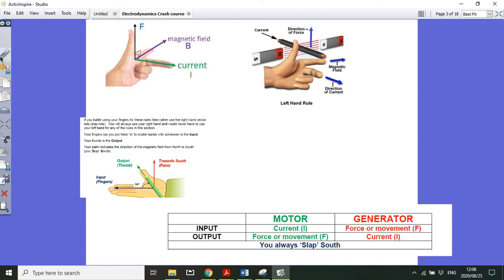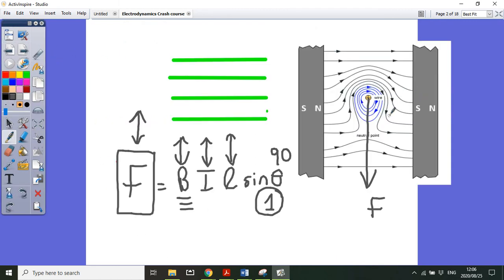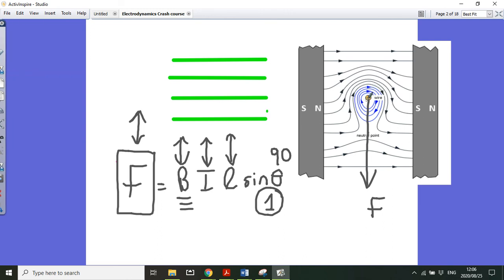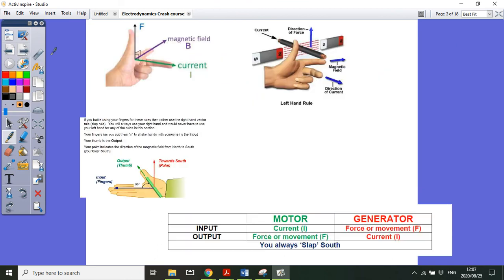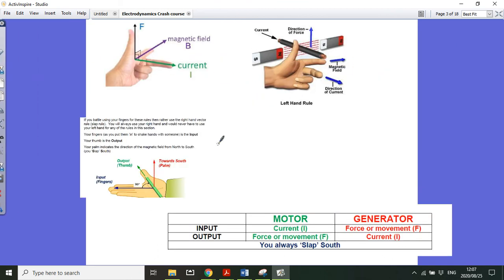Now if you use that for this wire that we had here, and you say I is going into the page, you push your middle finger literally into the screen. Your index finger points from north to south, so that would mean towards the right. Then you will see that your thumb points down and it shows the F that we already determined. So it just confirms what we already had.